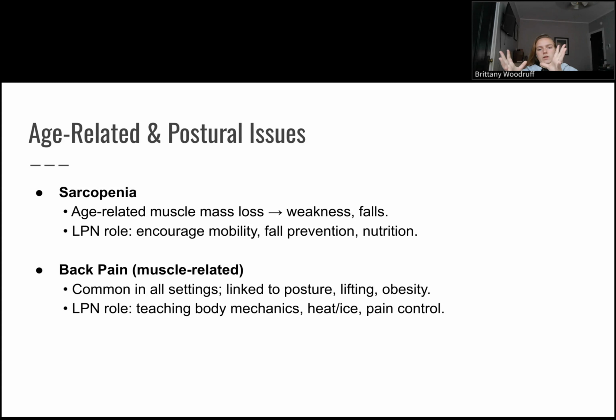This is due to age-related muscle mass loss. So if you're working in a nursing home or something like that, you might see this come up. It can contribute to weakness and falls. So it's one of the reasons why elderly individuals have a tendency to fall.